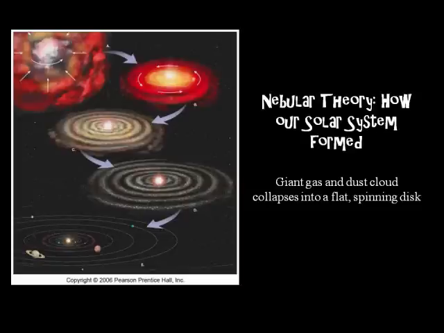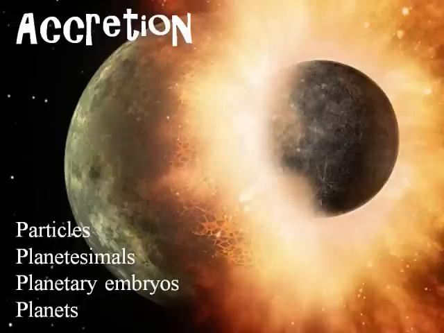First, our solar system formed over 4.5 billion years ago when a giant gas and dust cloud began to collapse in on itself. The gas cloud collapsed into a flat spinning disk, and the sun formed at the center of this disk. This flat spinning disk explains why all the planets are on the same orbital plane and orbit the sun in the same direction.